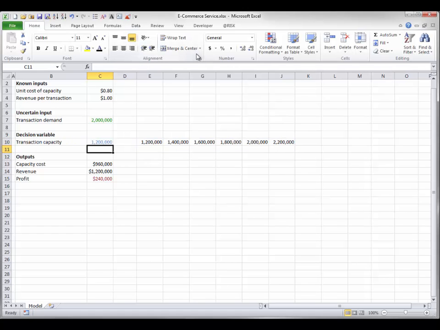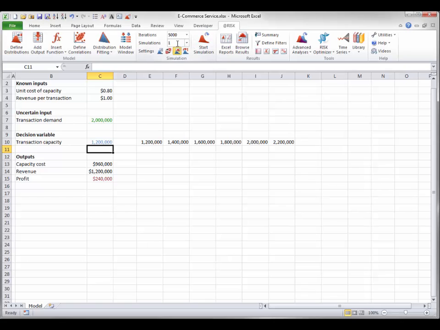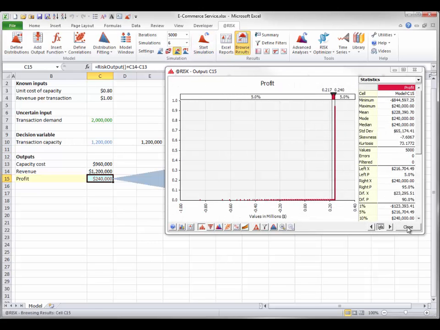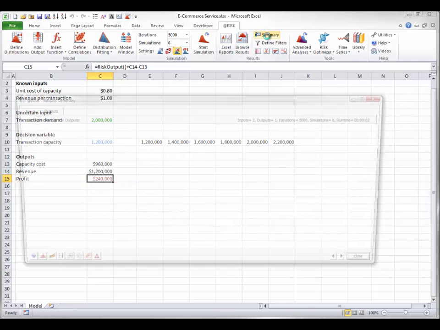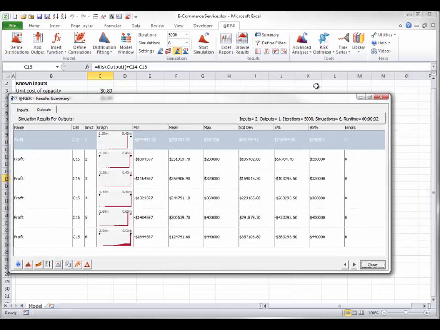And I will change the number of simulations to 6. And I will run the simulation. Here is a quick summary of the resulting profit distributions. In terms of mean profit, it looks like the third one down, 1.6 million, is best. Again, this is because the cost of having capacity too high is greater than the cost of having it too low.